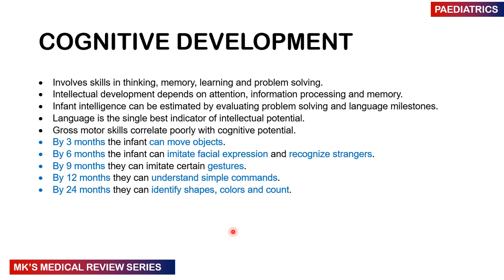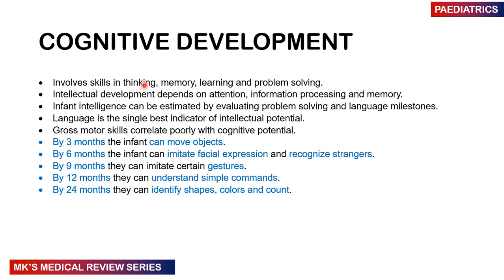What about cognitive development? So this is going to be involving skills like thinking, memory, learning, and problem solving. And remember that intellectual development depends on attention, information processing, and memory. So the infant's intelligence can actually be estimated by evaluating the problem solving and language milestones. So language is the single best indicator of intellectual potential. Maybe that's why they say that if you speak good languages or many languages, it's usually a sign of intelligence. But anyways, I'm not going to go into that argument.